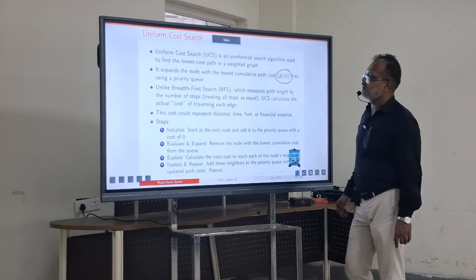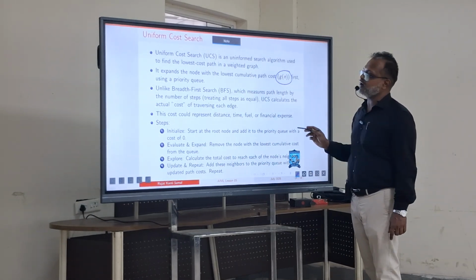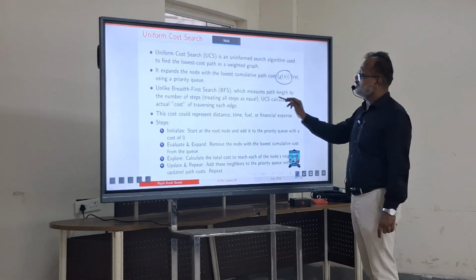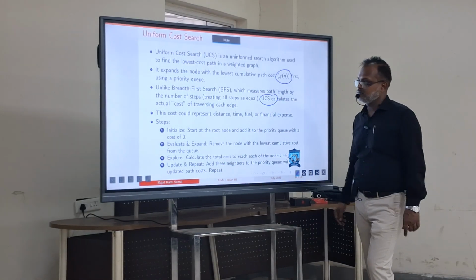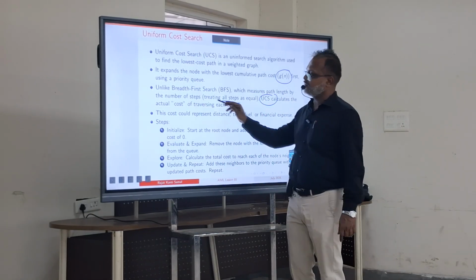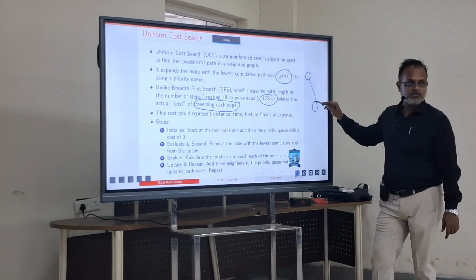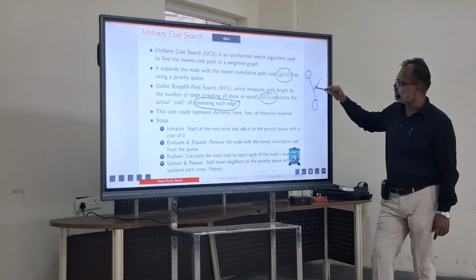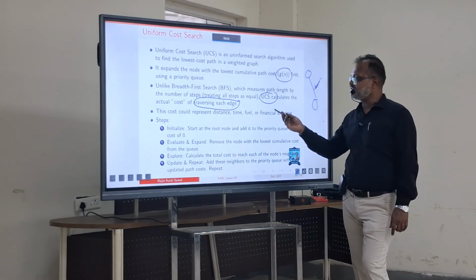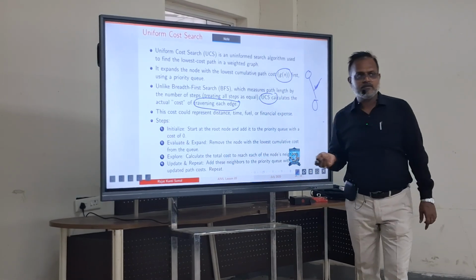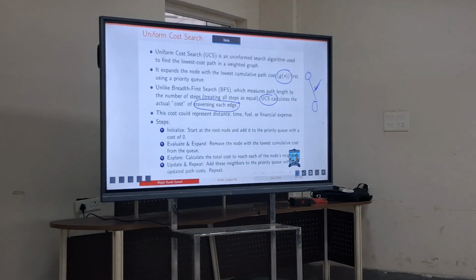Unlike breadth first search, which measures path length by the number of steps and treats all steps as equal, uniform cost search calculates the actual cost of traversing each edge. An edge is the connection between two nodes. This could represent distance, time, fuel, or financial expense. But here we assume them to be uniform.